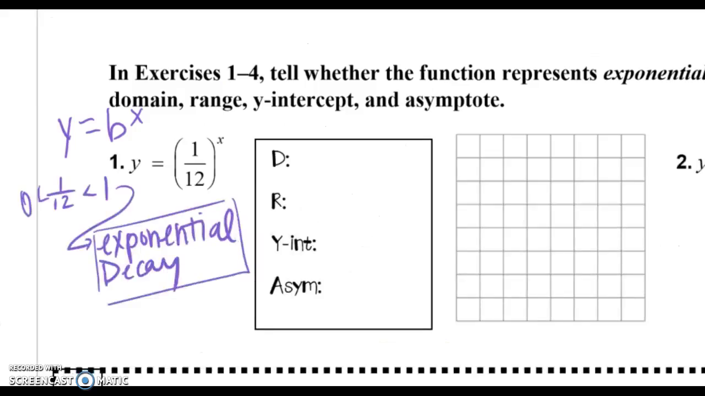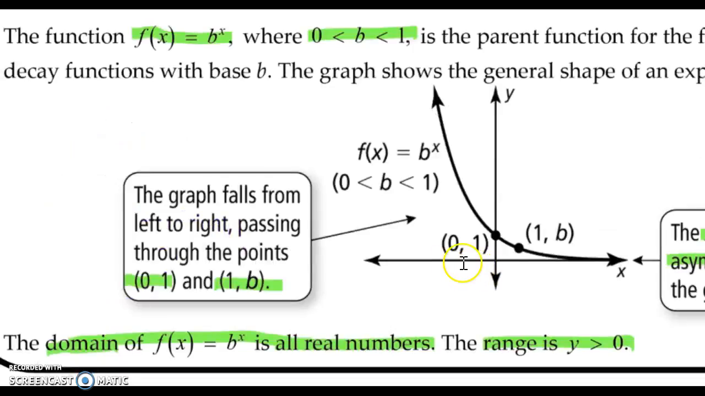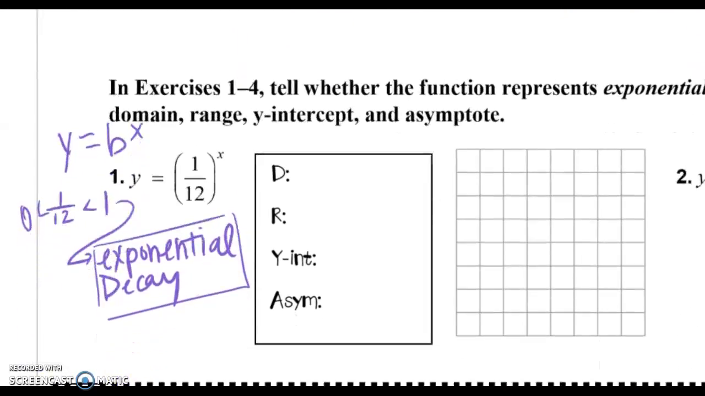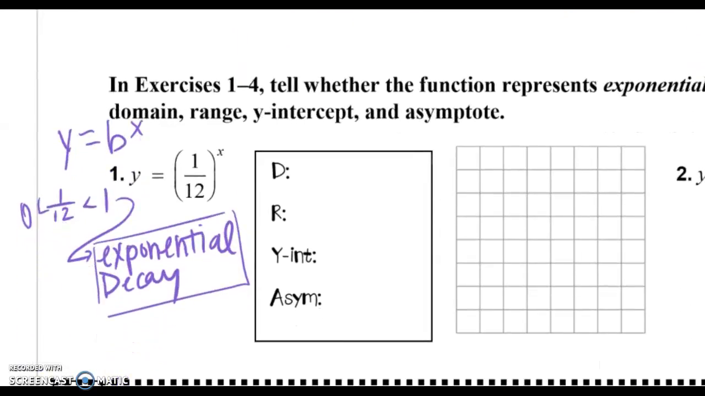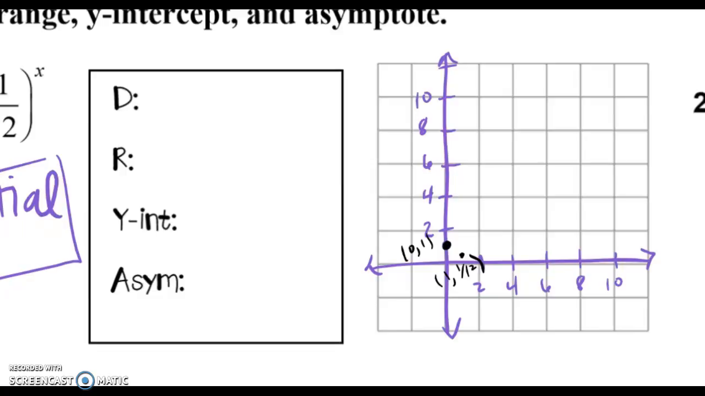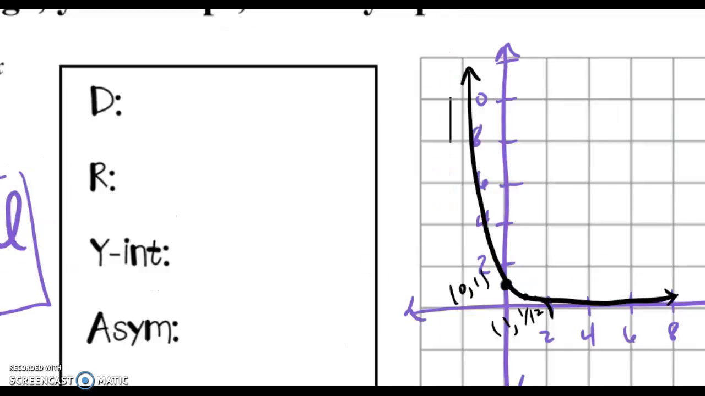Next thing I want to do is graph the function. If we look at our first page, we know that one of the points has to go through (0, 1), and the other point has to go through (1, b). In our function, b is 1 over 12. So let's go ahead and plot those points. It should look something like this, and remember that a decay is going down, so let's go ahead and draw that. It should look something like this. It doesn't have to be perfect.